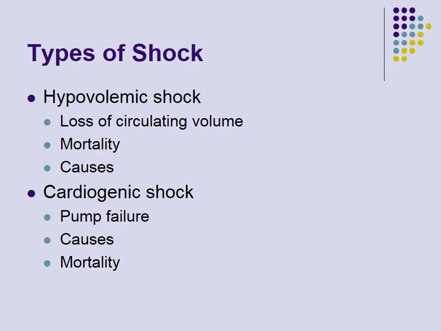So let's look at hypovolemic shock. Hypovolemic shock is the result of a loss of circulating volume. Usually we start seeing this occur when we've had about 15% loss of our blood volume. And the mortality rate for this type of shock is about 10 to 30%. The most common causes for this are hemorrhage and dehydration.